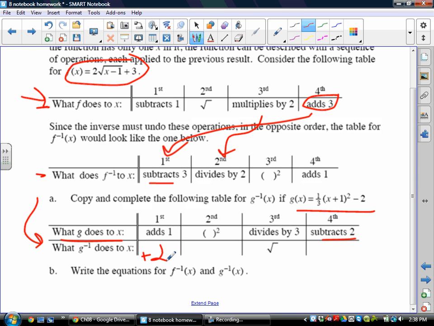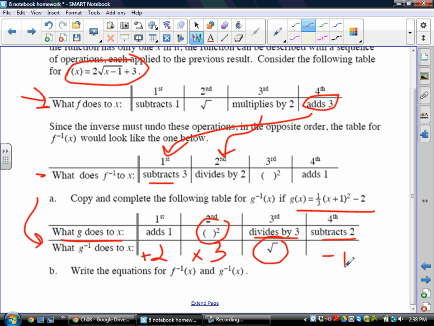Okay? Last step, they divide by 3, so I'm going to multiply by 3. Then they filled in for us the opposite of squared is taking the square root. Last thing, instead of adding 1, I'm going to subtract 1. Okay? So then it says to write the equations for f inverse and g inverse.